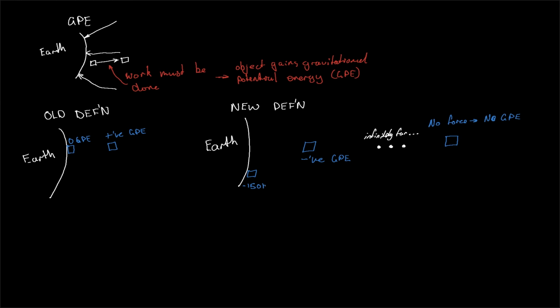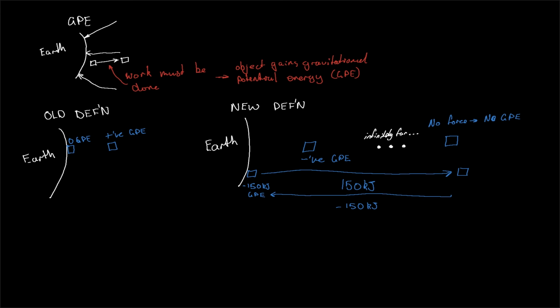If an object on Earth has, say, negative 150 kilojoules of gravitational potential energy, then this means that to move it to an infinitely far distance, to completely escape Earth's gravitational field, 150 kilojoules of work must be done on this object. If you wanted to move an object from an infinitely far distance to Earth, negative work must be done on this object.